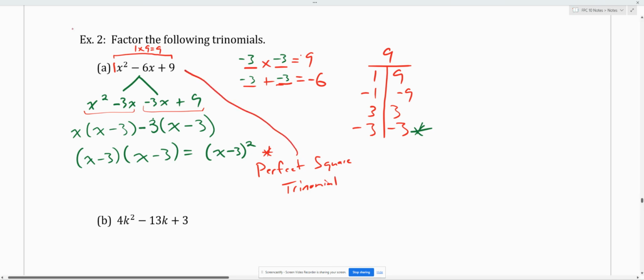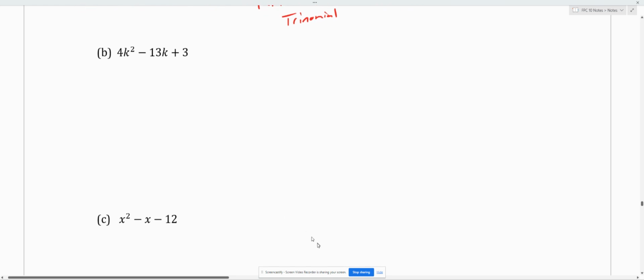Put a little arrow because that's what we started with, because once I factored it, I ended up with the same factor being multiplied twice. Okay? All right, let's try one where the first coefficient is not 1.